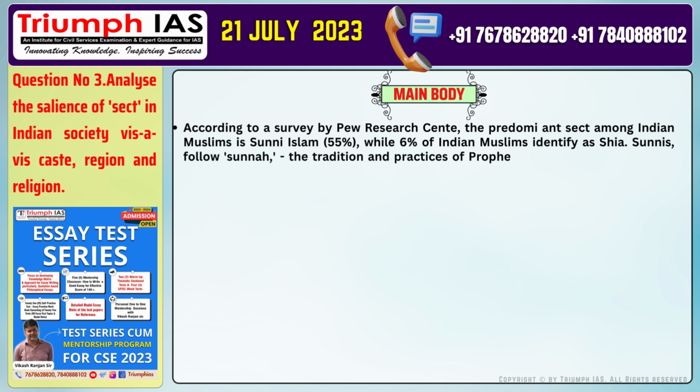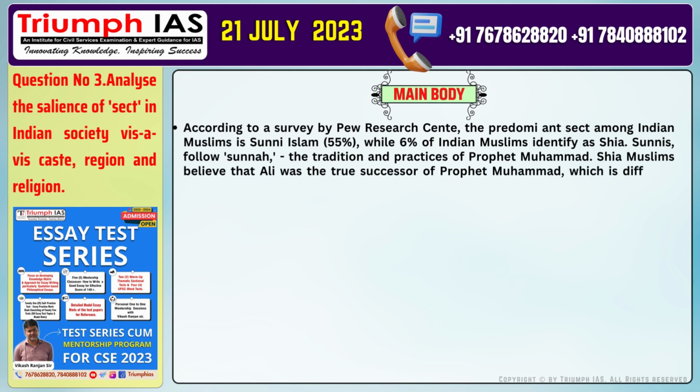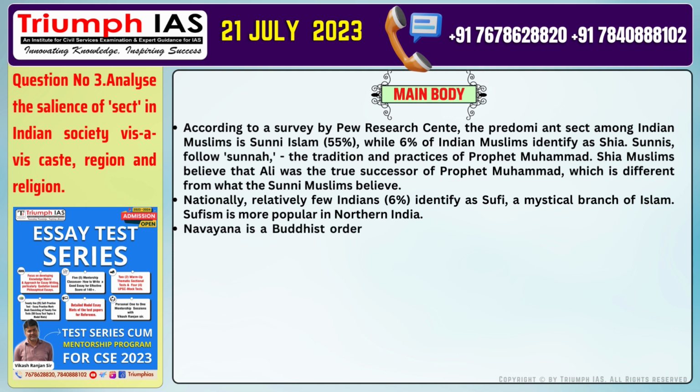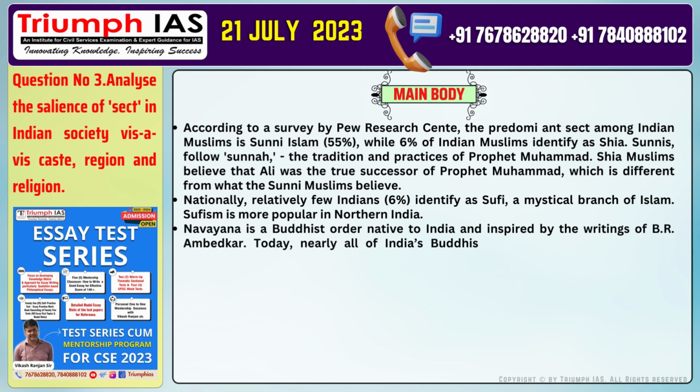Sunnis follow Sunnah, the tradition and practices of Prophet Muhammad. Shia Muslims believe that Ali was the true successor of Prophet Muhammad, which is different from what the Sunni Muslims believe. Nationally, relatively few Indians, 6%, identify as Sufi, a mystical branch of Islam. Sufism is more popular in northern India. Navayana is a Buddhist order native to India and inspired by the writings of B.R. Ambedkar. Today, nearly all of India's Buddhists belong to scheduled castes, scheduled tribes, or other lower classes.